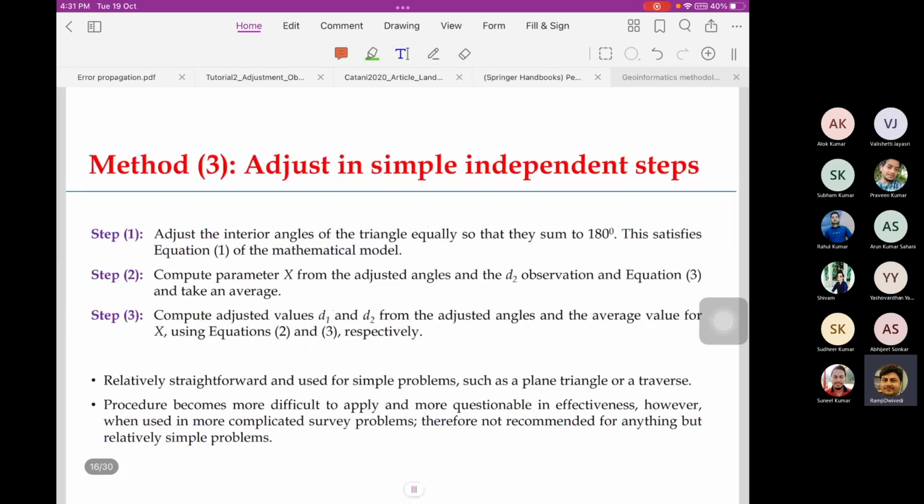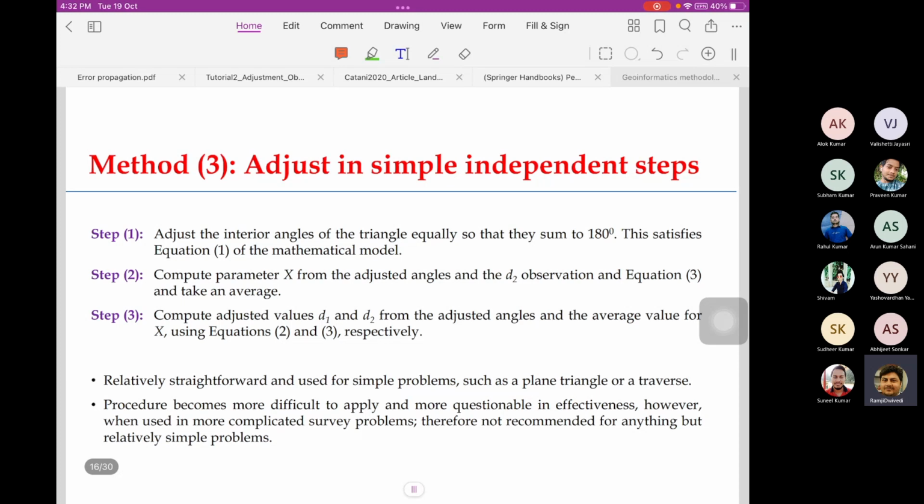Third one is adjust in simple independent steps. That means adjust the interior angles of the triangle equally so that their sum is 180 degrees. That satisfies equation 1 of the mathematical model. Step 2, compute parameter x from the adjusted angles and D2 observation and equation 3 and take an average. Step 3, compute adjusted values of D1 and D2 from the adjusted angles and the average value for x using equation 2 and 3 respectively.